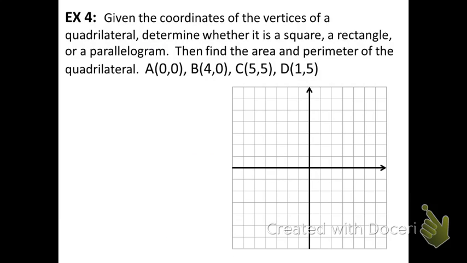Example 4, it wants you to graph the quadrilateral with the given vertices, and then decide what kind of quadrilateral it is, and then find the area and the perimeter. So A is at 0, 0, B is over 4 up 0, C over 5 up 5, and D over 1 up 5. Okay, when we draw this and connect all our sides, we can see that we have a parallelogram.